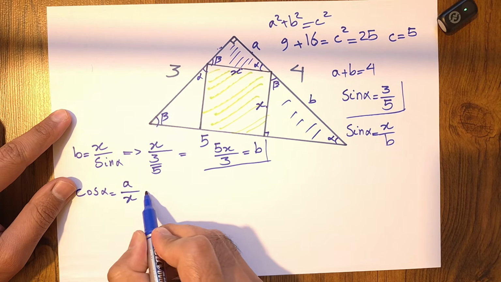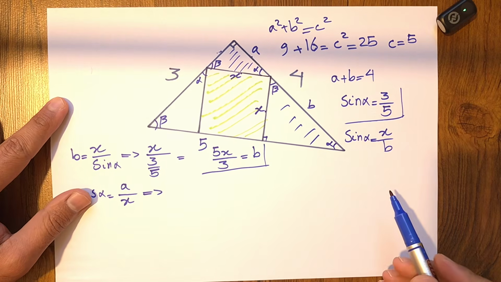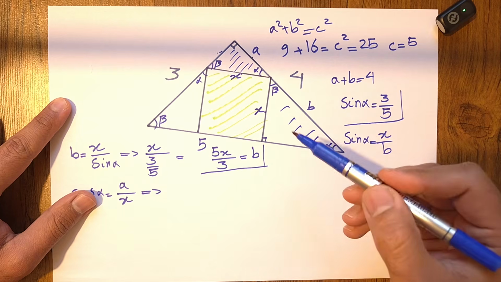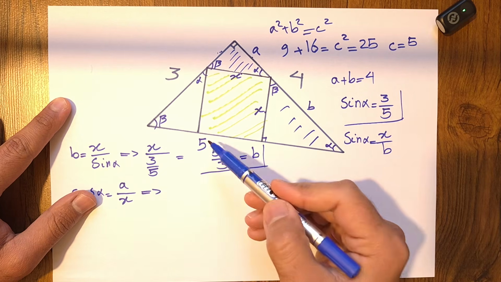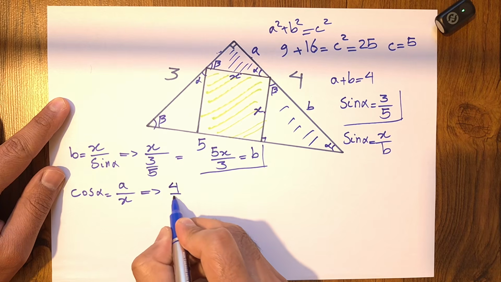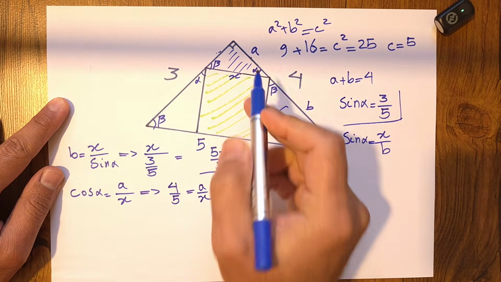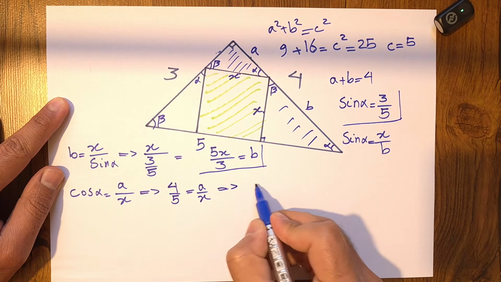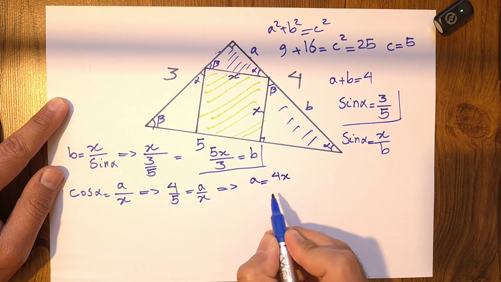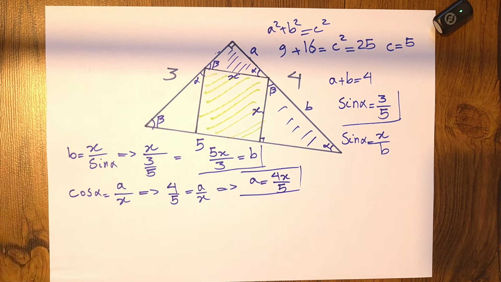Okay, interesting. But what is the cosine of alpha? Cosine of alpha we can return to this bigger triangle. Cosine of alpha in this big triangle is adjacent to the hypotenuse. So in other words, 4 over 5 equals a over x. But we need a, right? A equals 4x over 5. Okay, now it's 100% clear.